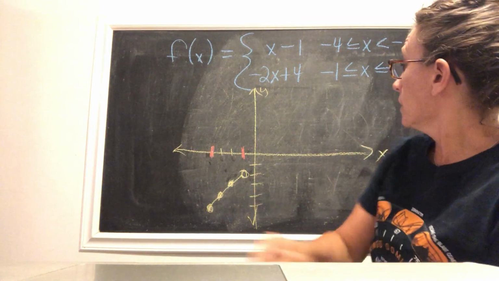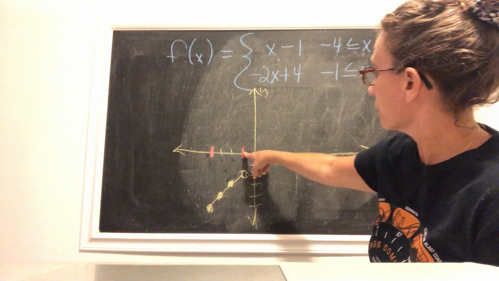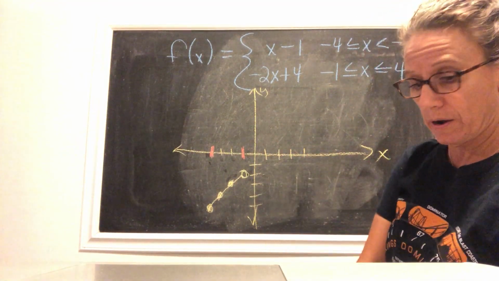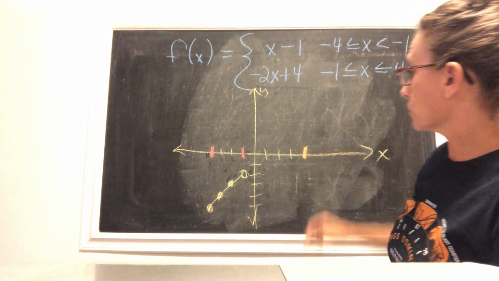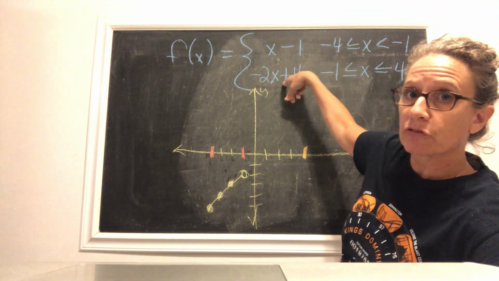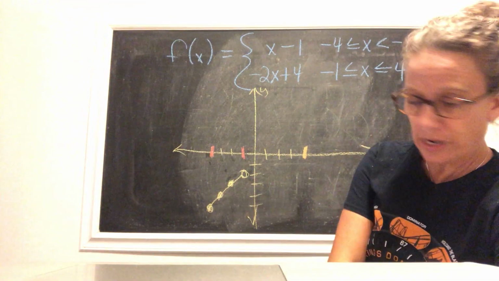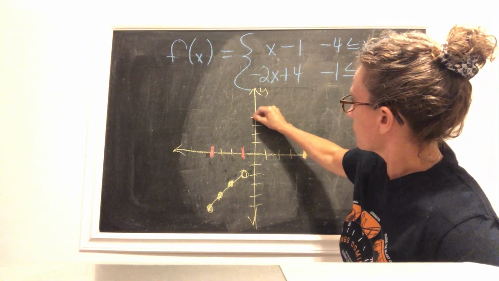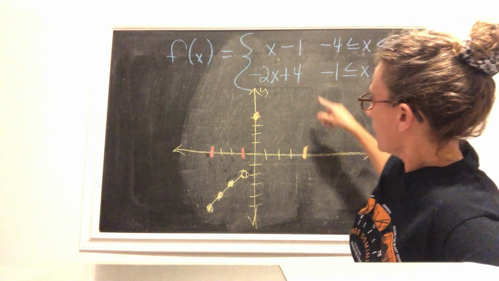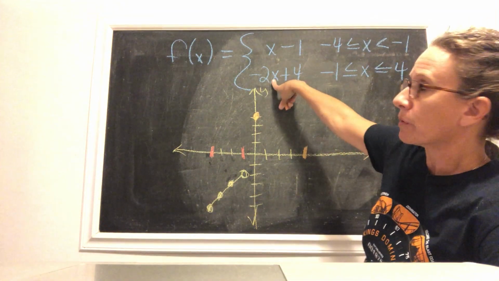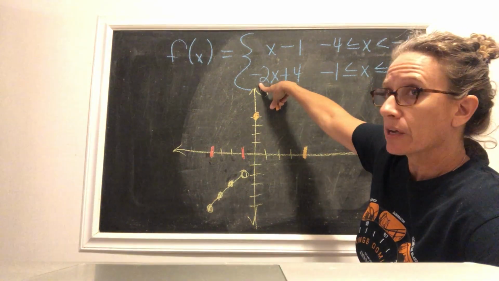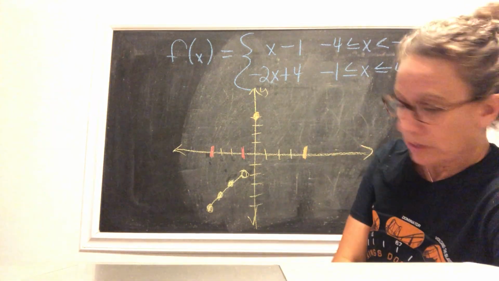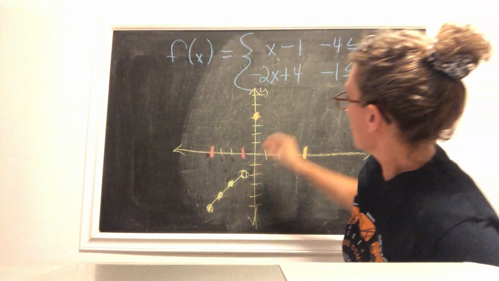The second function is graphed from -1 to 4. So -1 is sectioned here. I need 4: 1, 2, 3, 4. I'm going to mark that off because that's where I'm going to end it. And now I'm graphing this function. This function has a y-intercept of 4. I can see that because it's in slope-intercept form. And at -1, -1 is included. If I plug -1 in here, I have -1 times -2, which is 2, and then plus 4 more, which is 6. So I need to go up 6 and over to -1.